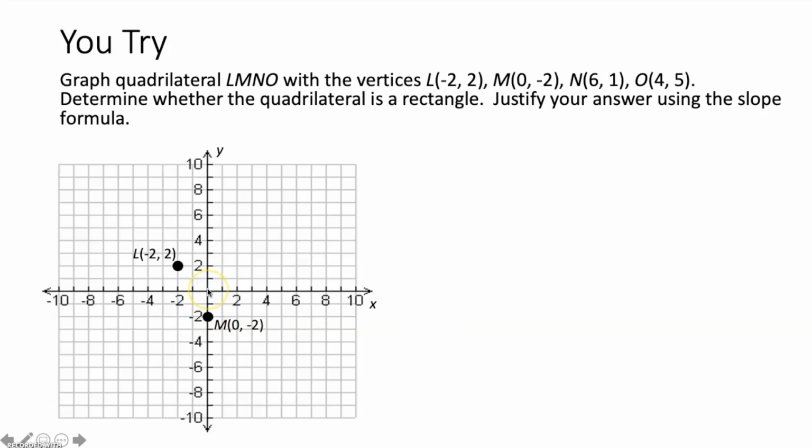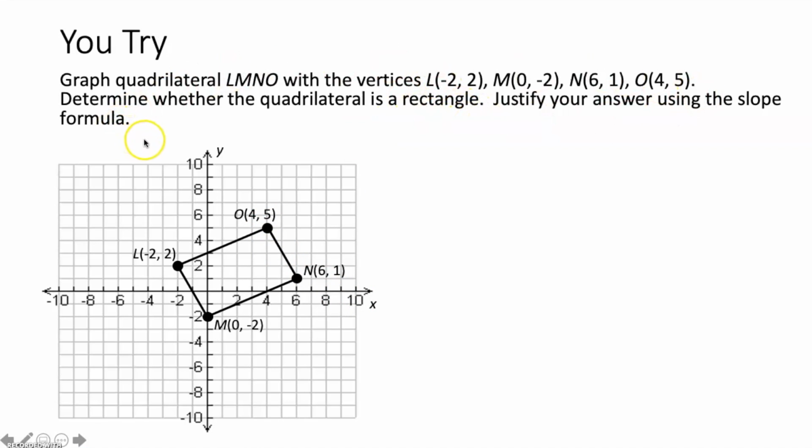Point N is at 6, 1. We go over 6 on the x-axis, up 1 on the y-axis, put point N. And then point O is at 4, 5. We go over 4 on the x-axis, up 5 on the y-axis, put point O. There's our quadrilateral. Now, we need to determine if this is a rectangle using the slope formula.